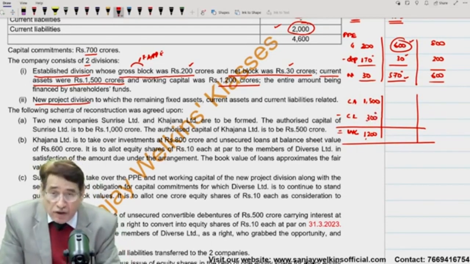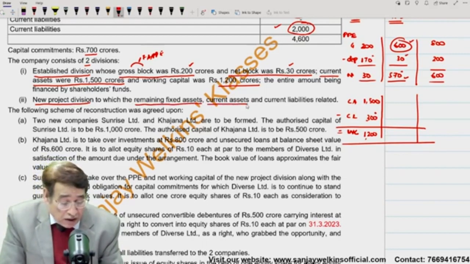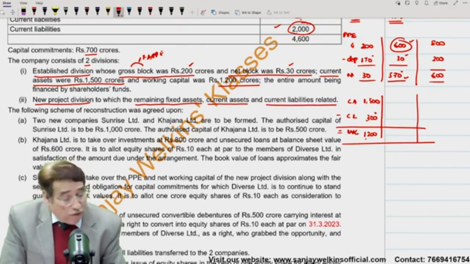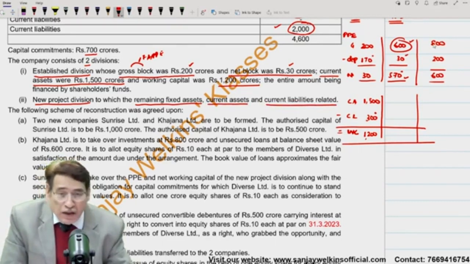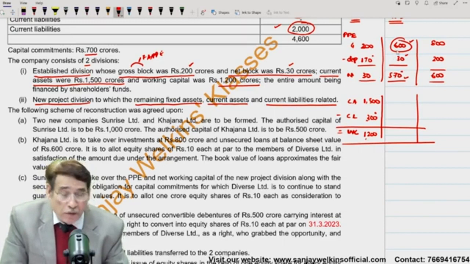Now further, it is given that the new project division is related to the remaining fixed asset, remaining current asset and remaining current liability. We have already seen that, because information with respect to property, plant and equipment of the establishment division was available, we figured out the remaining portion, and we came to know that the gross value of the remaining property, plant and equipment is 600, depreciation is 30, and 570 is the net book value.